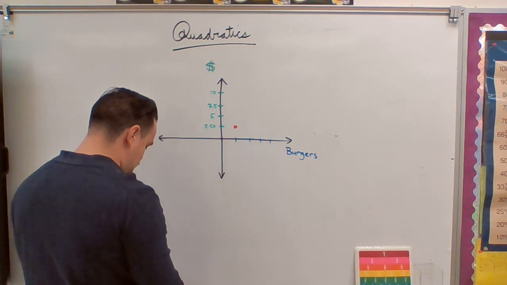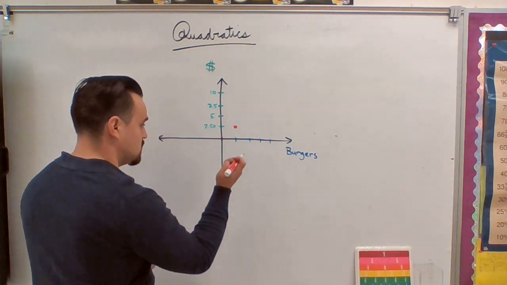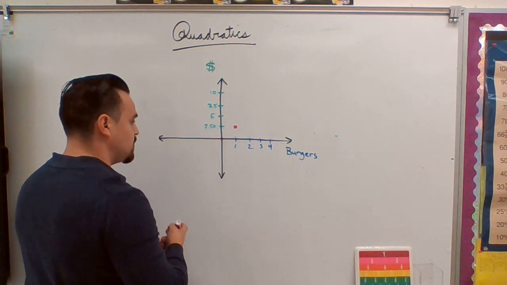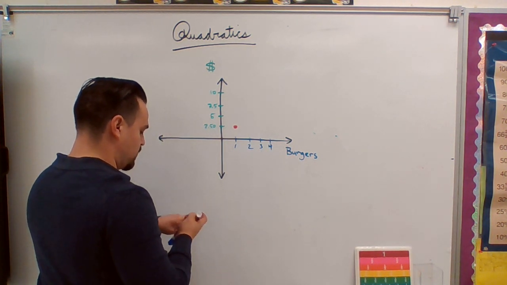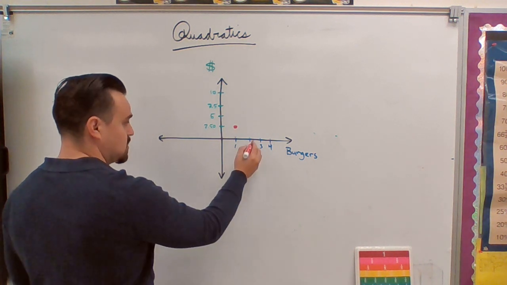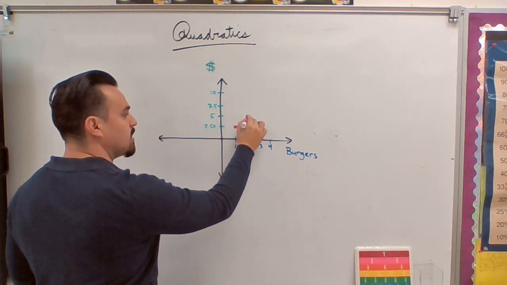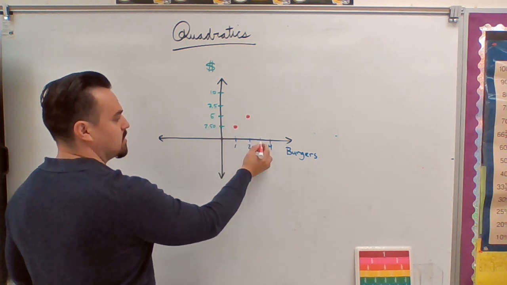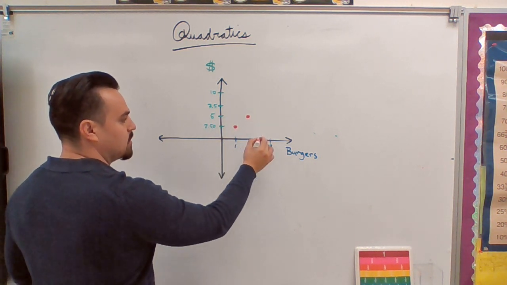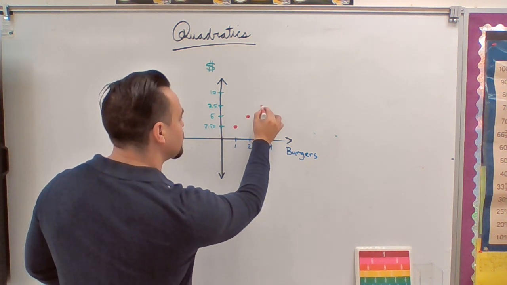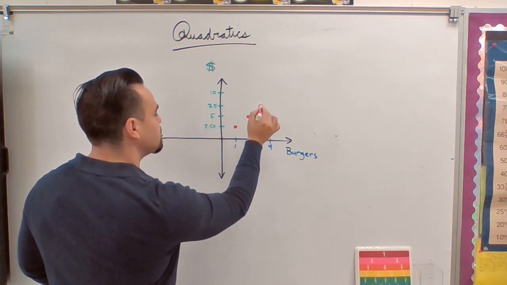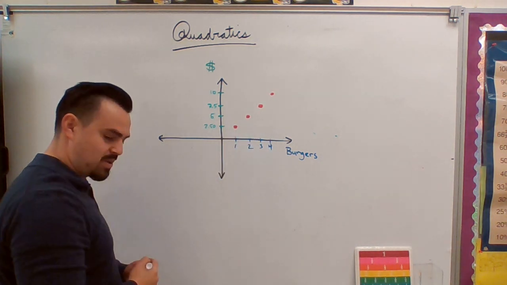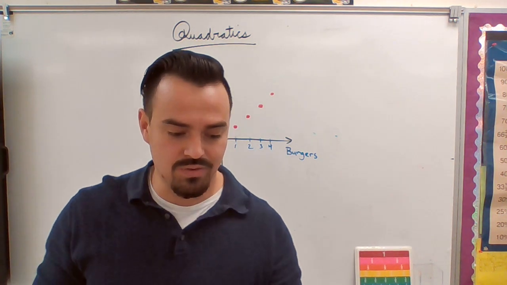If you get two burgers from Culver's, two butter burgers, it'll cost you $5. If you get three burgers, maybe you're hungry, or you're pigging out, or you're getting it for your family, whatever, $7.50. Four burgers, $10. It's a linear relationship. They're not going to charge you more for the next burger.